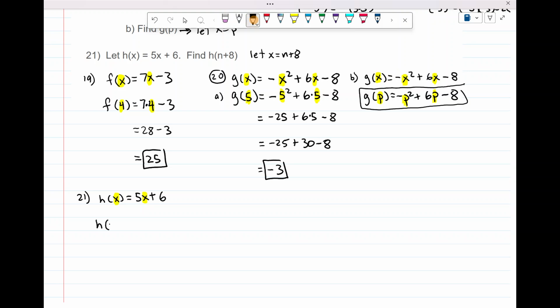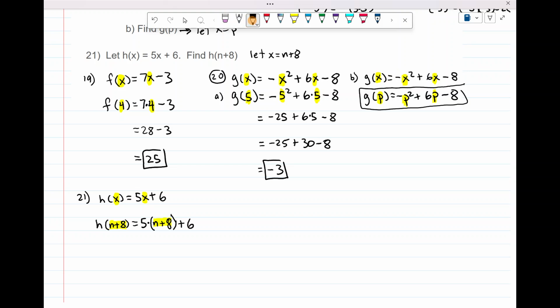So this would be h of n plus 8 is equal to 5 times, and I need to replace it with n plus 8. Now, one thing that is very important here is we want to multiply 5 times the whole quantity n plus 8, not just 5 times n. So we want to put parentheses around this. Notice everywhere we saw an x, we replaced it with n plus 8.